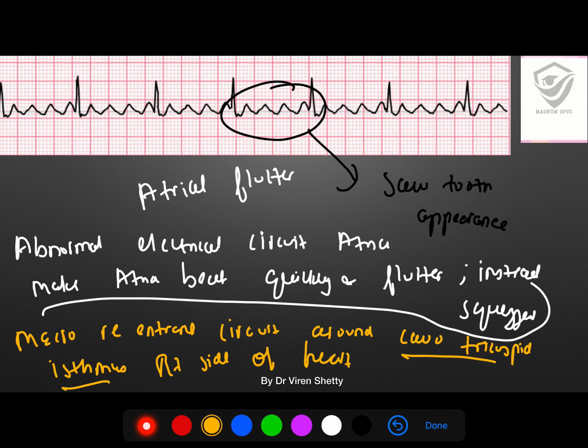Now this cavo-tricuspid isthmus is present between the inferior vena cava and the tricuspid valve. So the meaning is the same thing that we wrote in white. If in the MCQ you come across terms like macro reentrant circuit around the cavo-tricuspid isthmus, then think of atrial flutter.